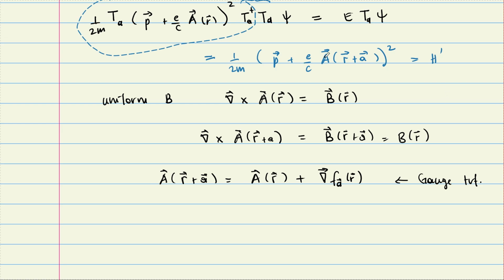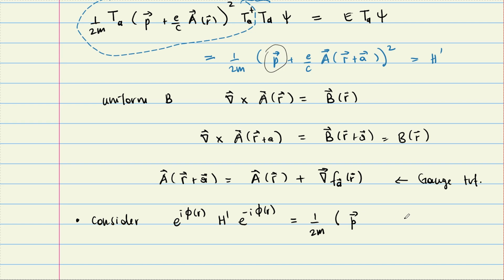So H prime here and H are related by a gauge transformation, and we are trying to figure that out. Now let's also consider, for a general function e to the I phi of R, H prime e to the minus I phi of R. I think we also did something like that. In that case, phi of R is only going to be affected by P, right? And it's going to bring down 1 over 2m.